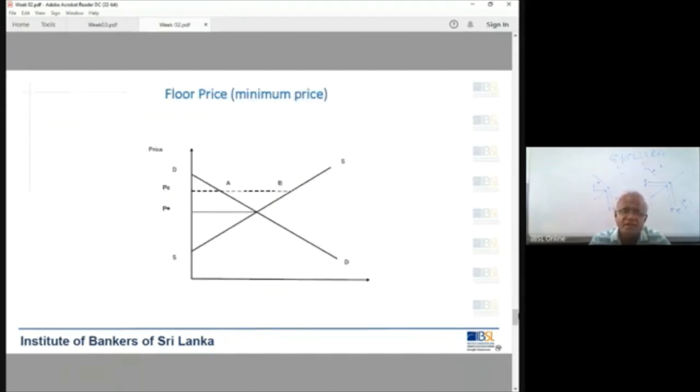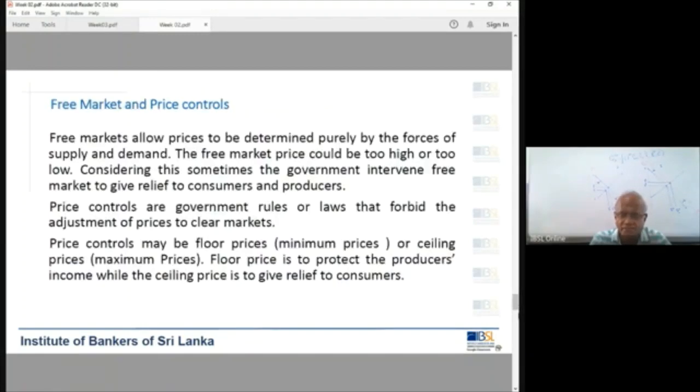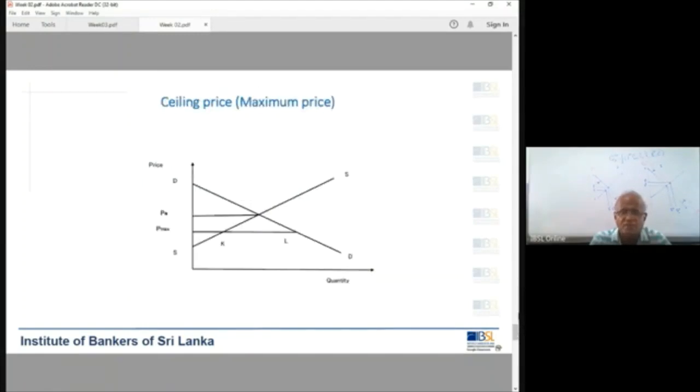Now this diagram is wrong actually. This diagram here that I have. This is the maximum. Let's say maximum price, ceiling price. So the maximum price, P max. Market determined price is PE. Now that diagram is also correct. Let's discuss the ceiling price first, the maximum price. Market determined price is PE.